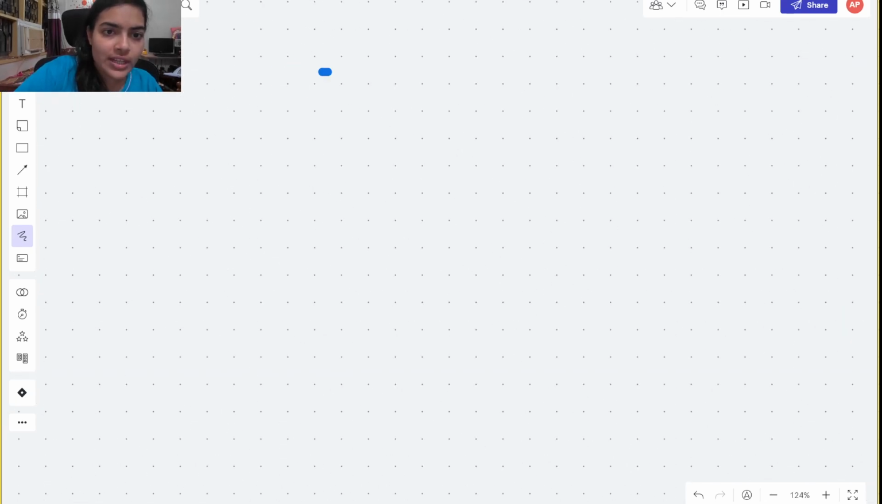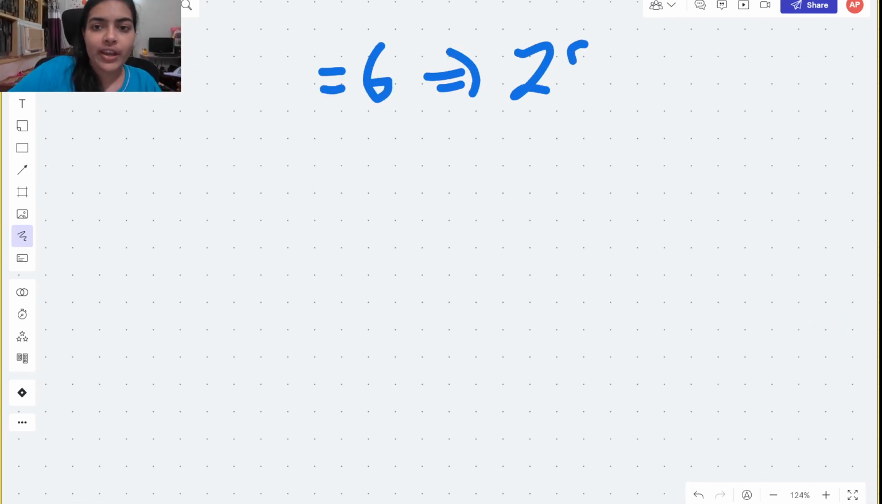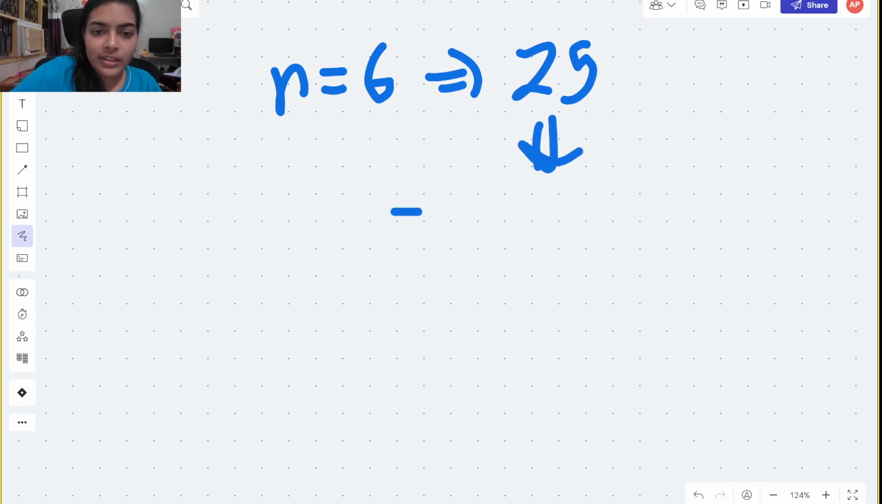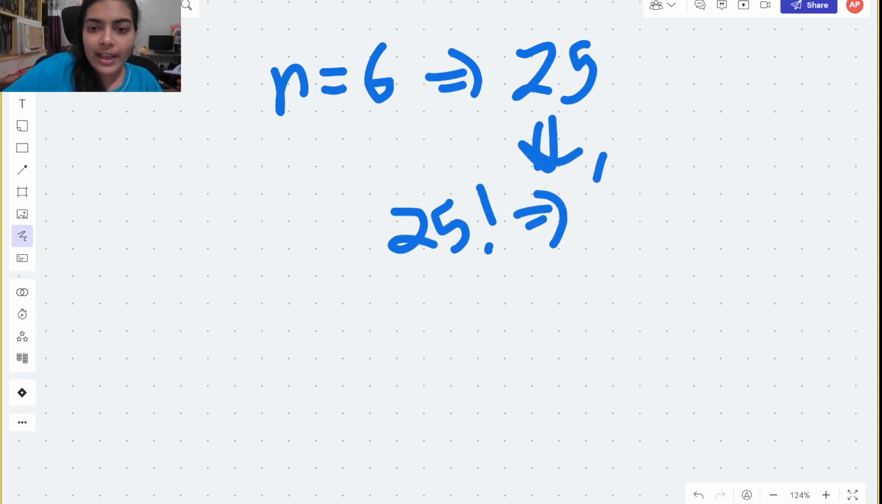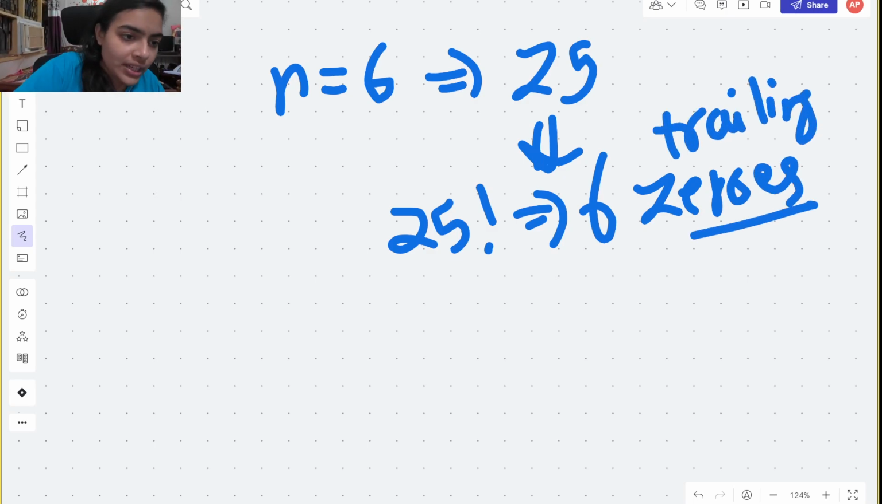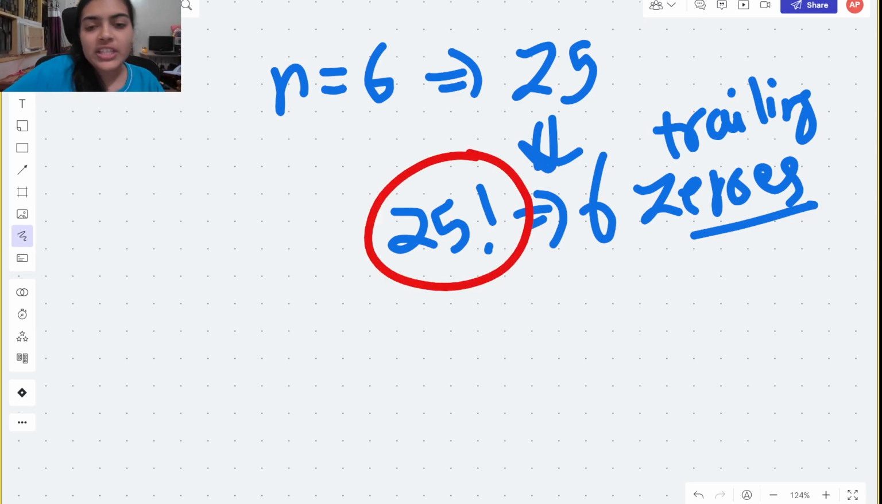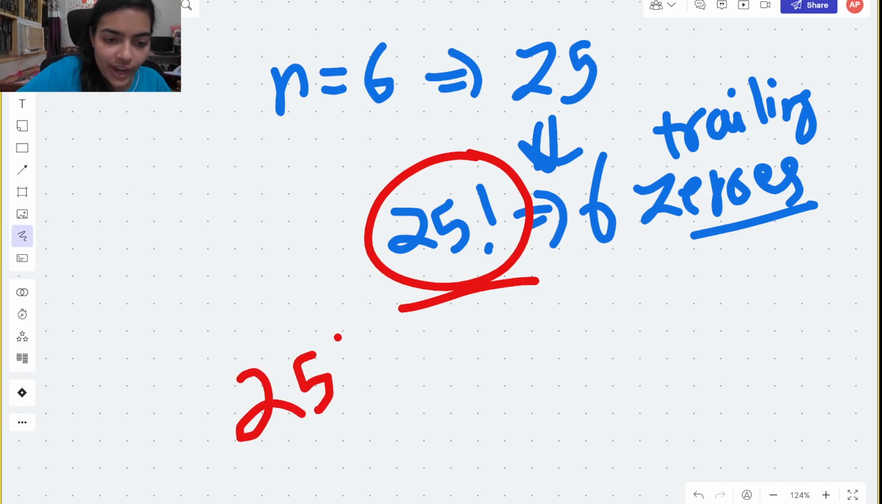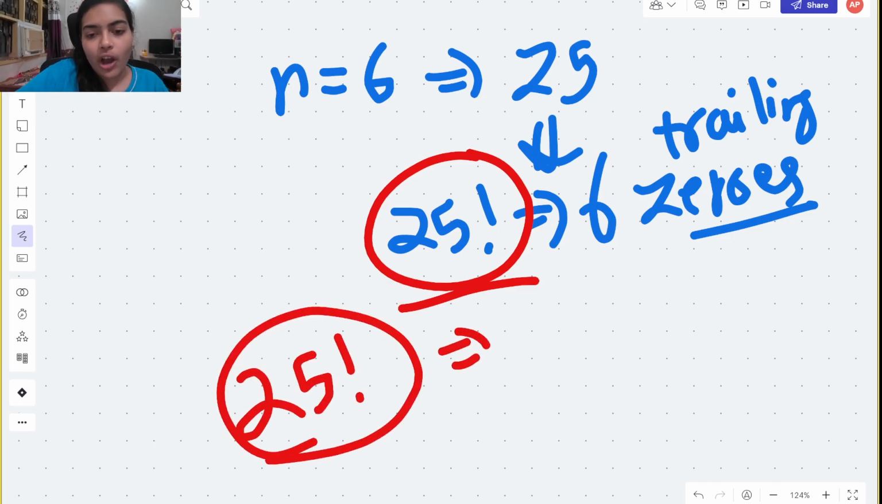So we are given, for example, n equal to 6. The answer is 25 because supposedly we are given that 25 factorial has 6 trailing zeros or 6 zeros at the end, right? Now let's say the reverse problem was given. Let's say somebody asked us how many zeros are there in 25 factorial. Can we find it out? So it's a simple mathematical problem, right? There's no coding involved in this. Somebody has told us find out the number of zeros in 25 factorial. How are we going to do that?